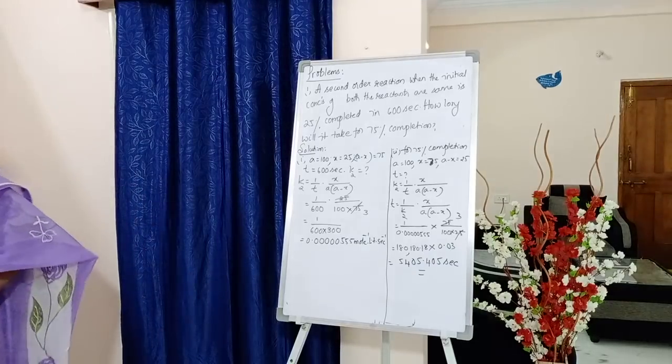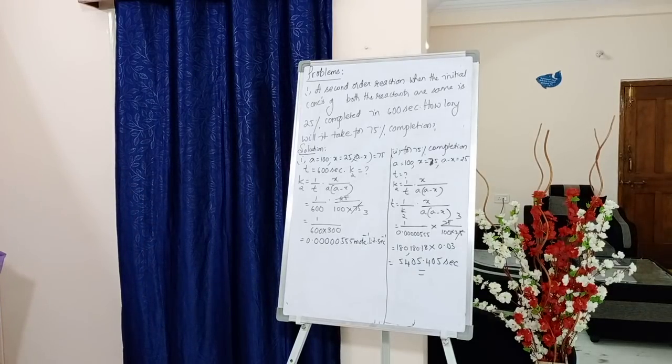So write down a second order reaction. A second order reaction when the initial concentrations of both the reactants are same is 25% completed in 600 seconds. Full stop.